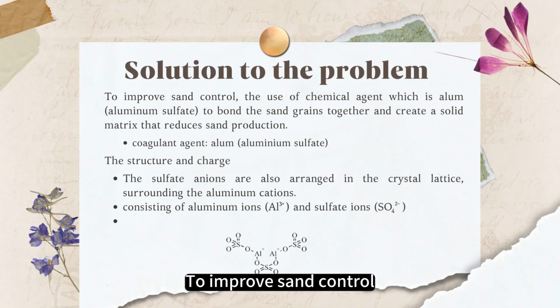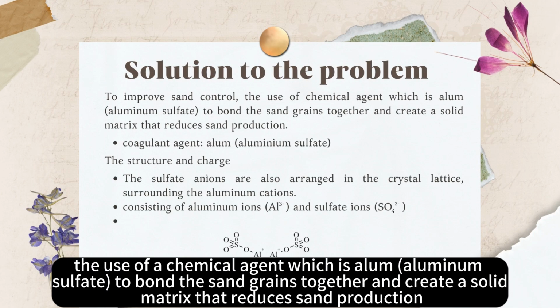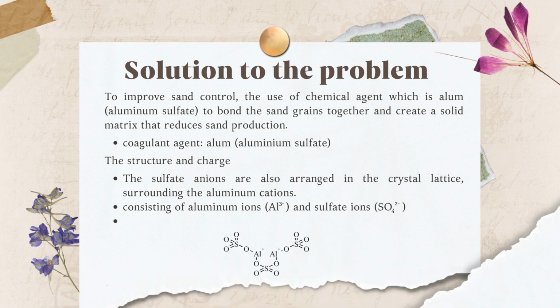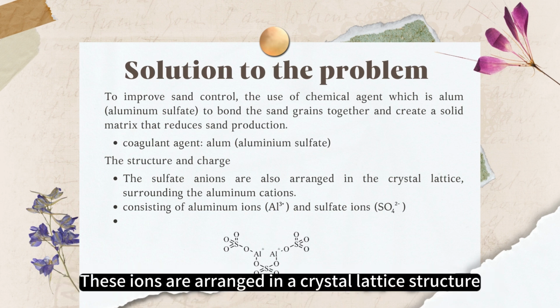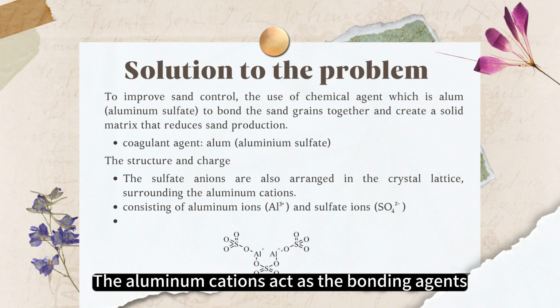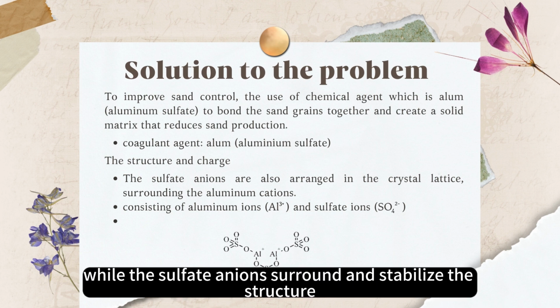To improve sand control, a chemical agent, aluminium sulfate, is used to bond the sand grains together and create a solid matrix that reduces sand production. Alum is composed of aluminium cations Al3+, and sulfate anions SO4 2-. These ions are arranged in a crystal-lattice structure. The aluminium cations act as the bonding agents, while the sulfate anions surround and stabilize the structure.